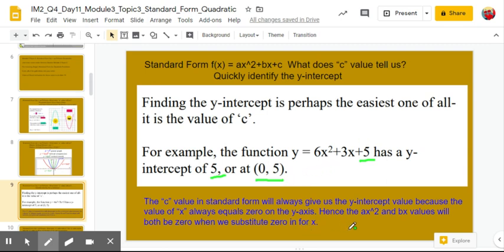The reason why that always will work, if you think about it, the y-intercept is on the y-axis. The value of x is always 0 on the y-axis. So we would substitute 0 for x here and here, right? So 6 times 0 squared, well, that's 0. Plus 3 times 0, well, that's 0. So we'd have 0 plus 0 plus 5, so we get y equals 5 every time. So that's the key. So for standard form, the c value tells us the y-intercept for the parabola each and every time.